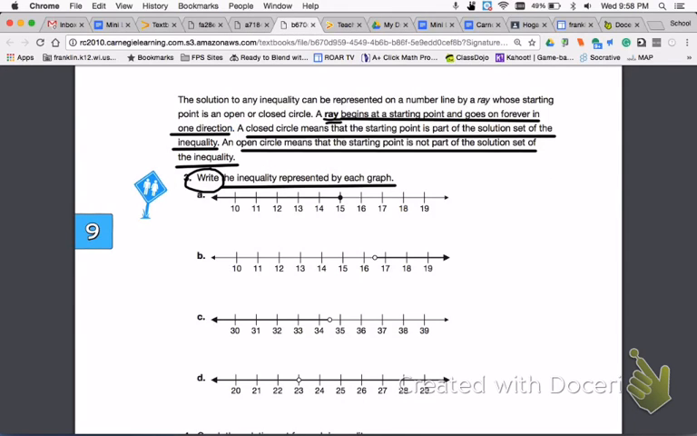Please turn to page 612. The solution to any inequality can be represented on a number line by a ray whose starting point is an open or closed circle. A ray begins at a starting point and goes on forever in one direction. A closed circle means that the starting point is part of the solution set of the inequality. An open circle means that the starting point is not part of the solution set of the inequality. Please answer number 3, letters A through D, with your group members.